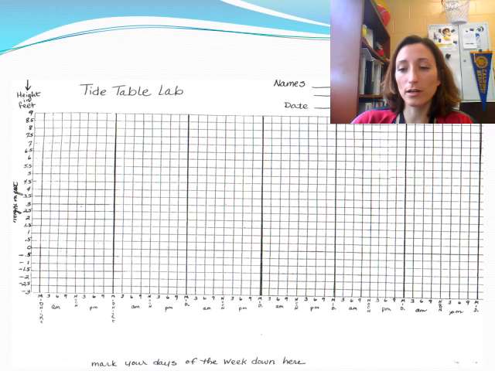Here's an example of what your graph paper is going to look like. This is the tide table lab. You'll have your names, you and your partner's names at the top, the date. You don't have to worry about period. This is an old template. Essentially on the left-hand side there, your y-axis, you've got height in feet, again, because you're going to be getting this in feet, not metric meters. On the x-axis, you have time, and it's broken down by week there.